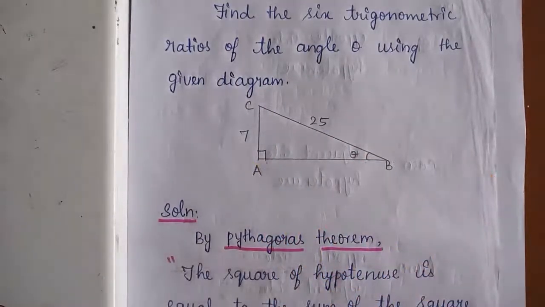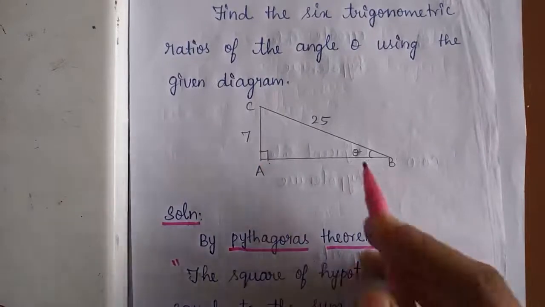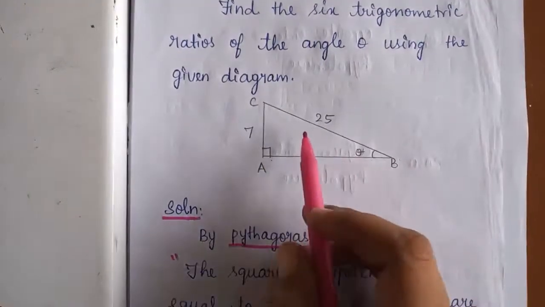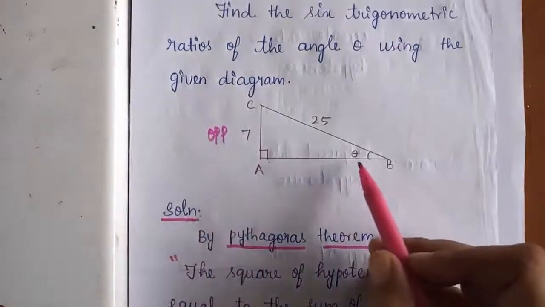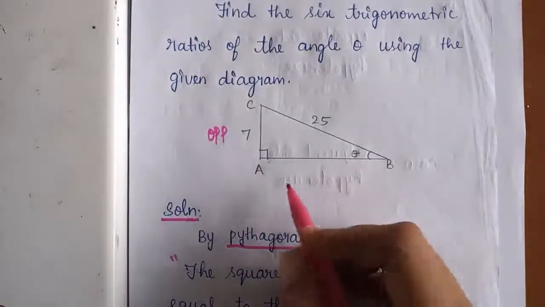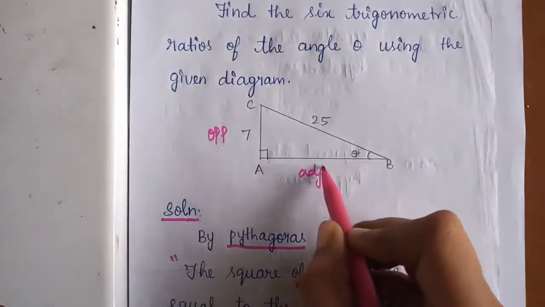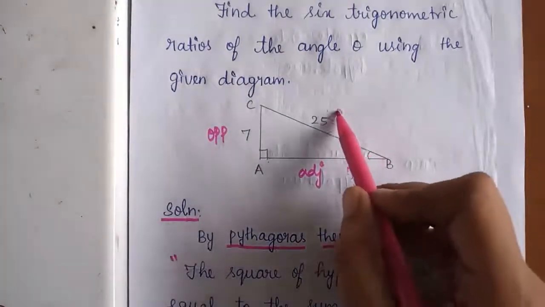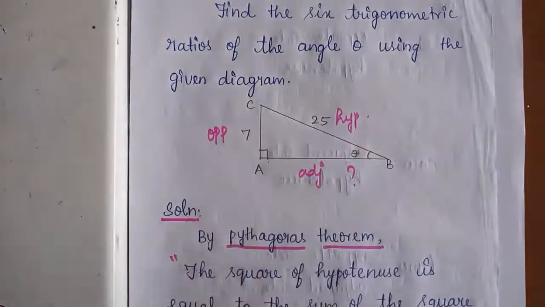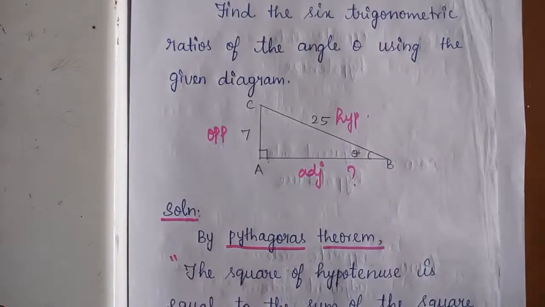So in this triangle, this is theta. Opposite to theta, this is the opposite side. And this is adjacent to theta, so this is the adjacent side. But we don't know the value of adjacent. So this is your hypotenuse. First of all, we are going to find the value of adjacent.